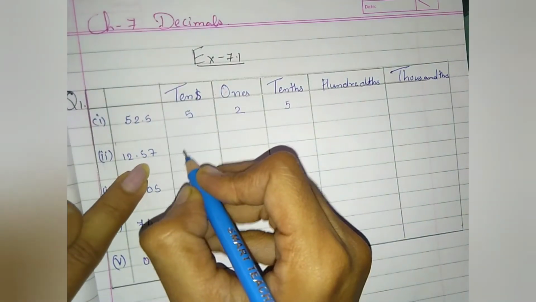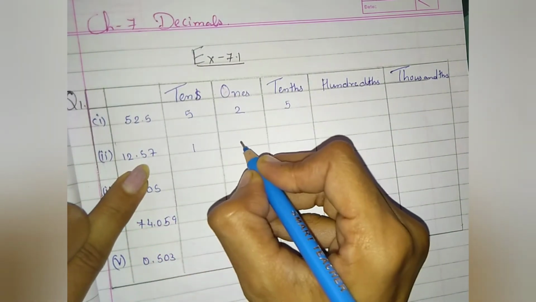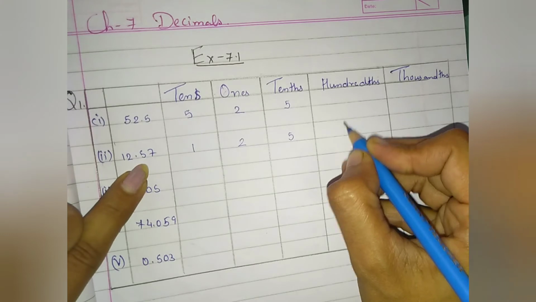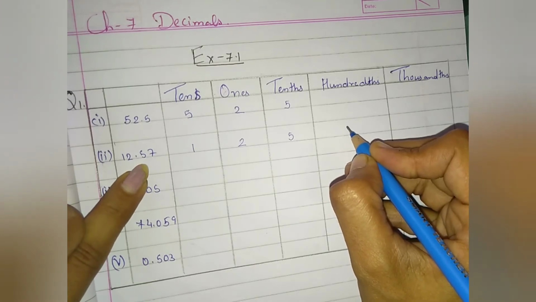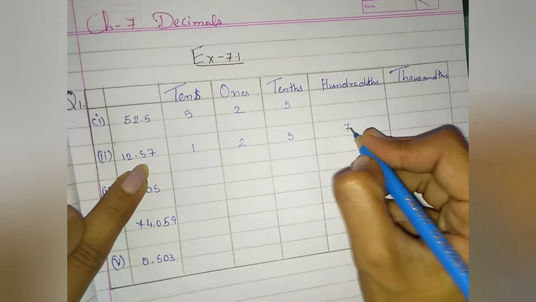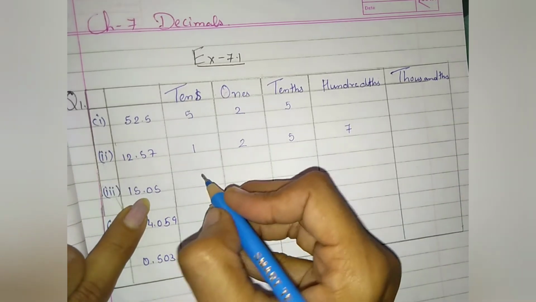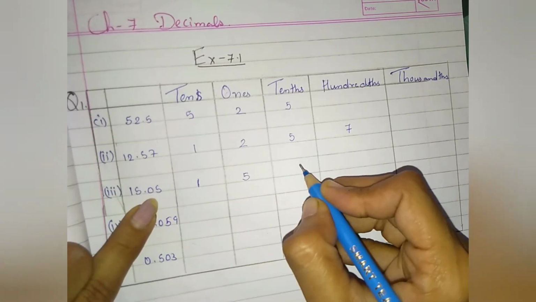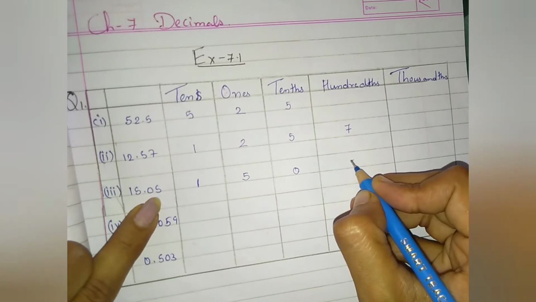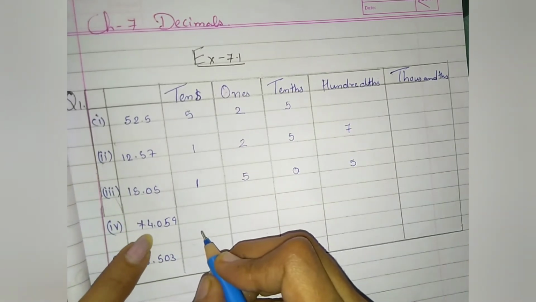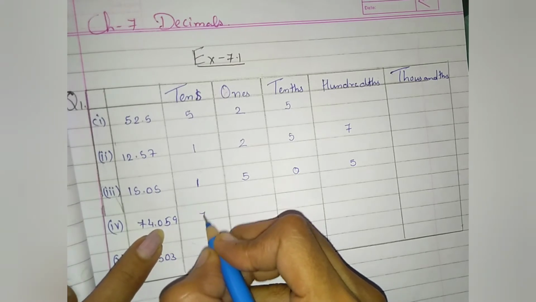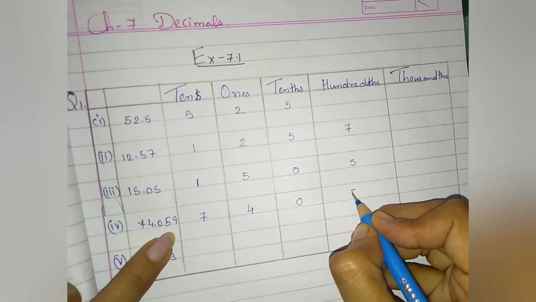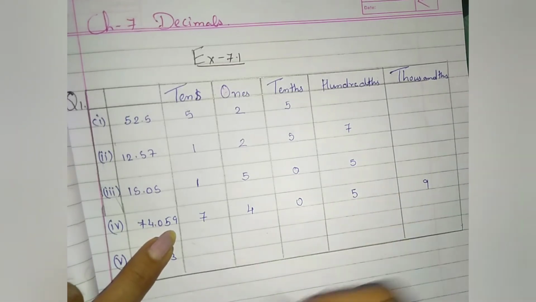Here 12.57, so 1 is on tens place, 2 is on ones place. After the point, 5 is on tenth place, and 7 is on hundredth place. Now 15.05: 1 is on tens place, 5 is on ones place. After the point, 0 is on tenth place, and 5 is on hundredth place. Now for 74.059, 7 is on tens place, 4 is on ones place, 0 is on tenth place, 5 is on hundredth place, and 9 is on thousandth place.